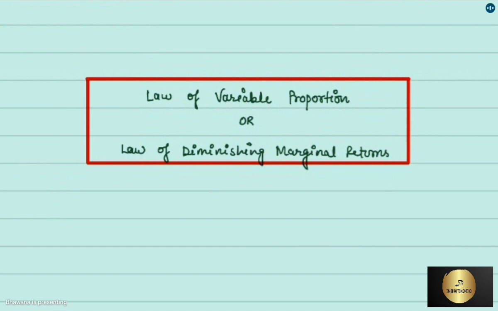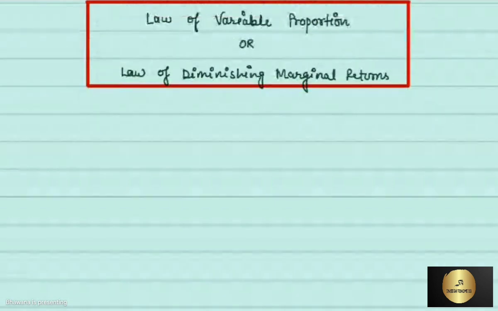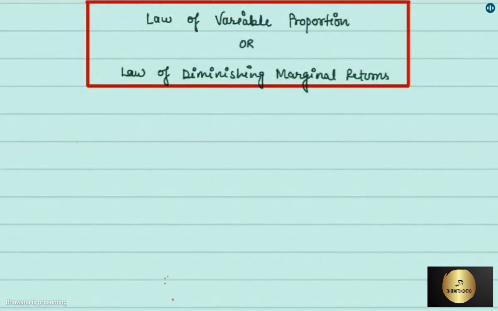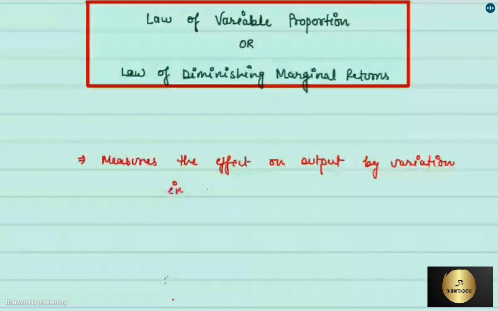In this video, we are going to look at the concept of the law of variable proportions or law of diminishing marginal returns. Okay, so let's start. We'll define it: what does the law of variable proportion imply? In simple terms, it measures the effect on output by variation in factors proportion.